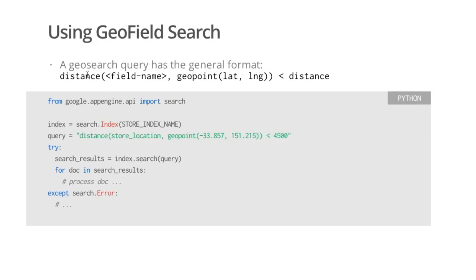If you were in Sydney Opera House, say listening to Puccini's Tosca, and experienced a desire to locate the stores within 4.5 kilometers, you would use the following query. You would enter distance from store location from the GeoPoint that identifies the Sydney Opera House is less than 4,500. The distance is measured in meters. Running the query against the index would return all documents for which the store location field records a point that is less than 4,500 meters away from Sydney Opera House.